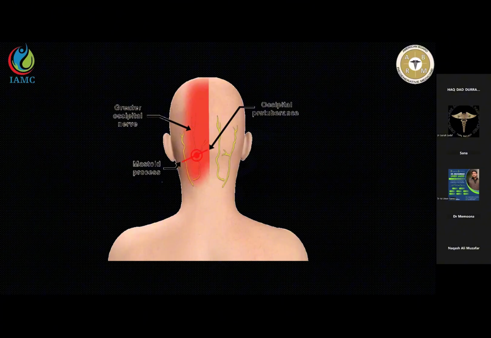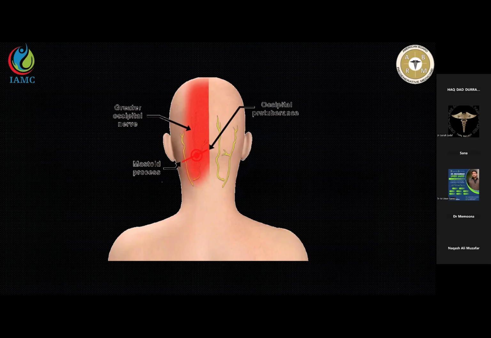The target of the injection of the greater occipital is one-third of the midline. Again, I am repeating it, on the line between the occipital protuberance and the mastoid process. The red area is the region that is usually numb with the greater occipital nerve.